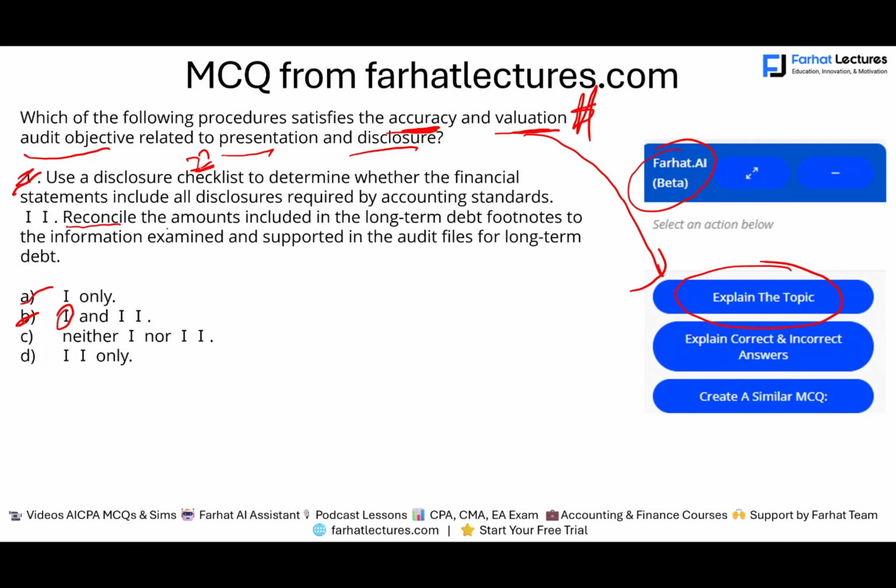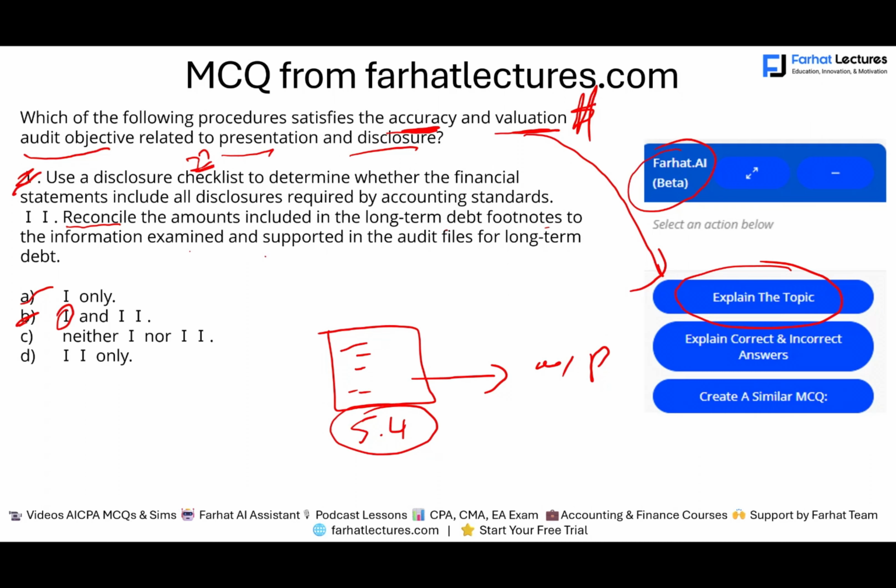2, reconcile the amount included in the long-term debt footnote to information examined and supported in the audit files for long-term debt. Are you doing so? Are you reconciling the footnote to the supporting schedule? So basically you're looking at the footnote and, as I gave in the example, 5.4 million. They have like 6 loans and a total of 5.4 million. Now, if you want to make sure that's correct, you go to the work papers and you should have 6 different loan agreements and you add them up. You have a schedule for each one and they should add up to the same amount.